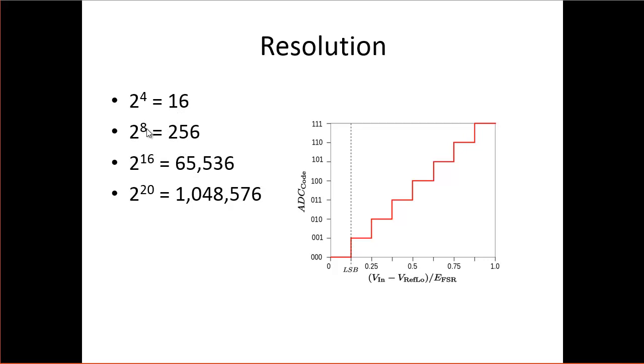If I had an 8-bit converter, I can get 256 steps, so I'm getting a little more accurate, right? At 16 bits, I'm able to get pretty accurate because I can have 65,536 levels. And at 20 bits, it's pretty common to see 20, 24 and 32-bit A to D converters. 20 seems to be pretty common. You're getting 1,048,576 little steps in here.